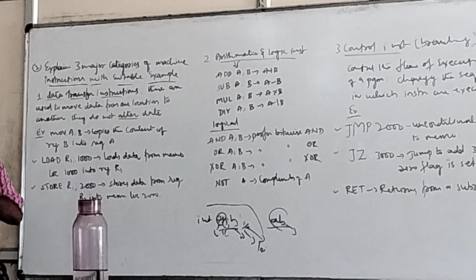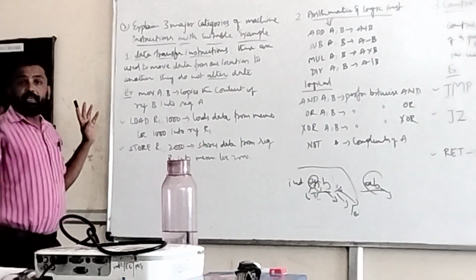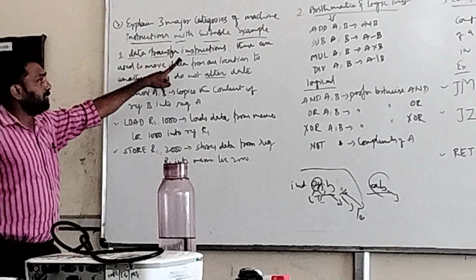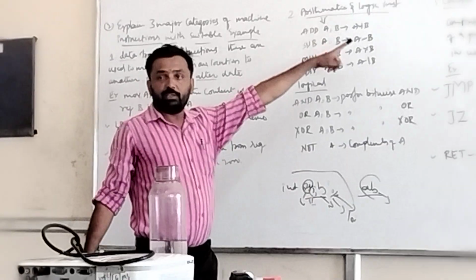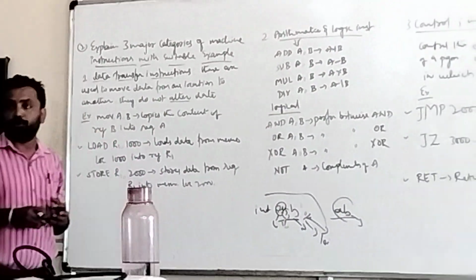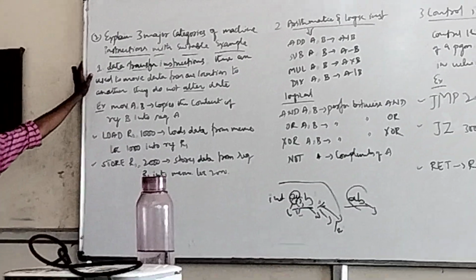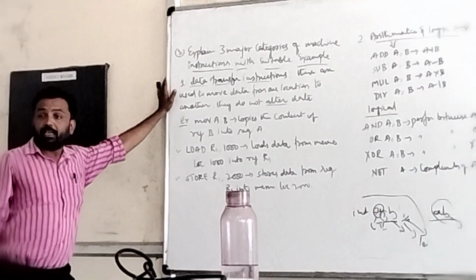What are those instructions? There are three major categories: data transfer instructions, arithmetic and logic instructions, and control instructions. It is a compulsory, fixed question. Under the three categories, the first category is data transfer instructions.